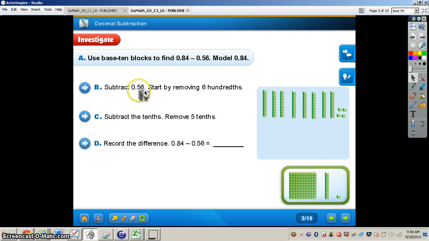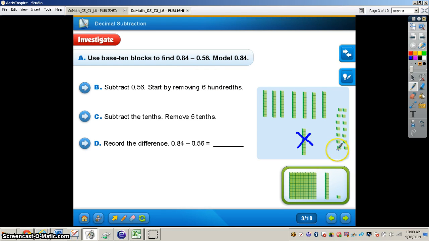The only thing we need to have out is the first number in our subtraction problem, 84 hundredths. Now we're going to subtract 56 hundredths from this, so we're going to start removing 6 hundredths. We have only 4 total hundredths, so we're going to have to regroup, and we need to make this tenth into 10 hundredths. Since I regrouped and made this tenth into 10 hundredths, I'm going to simply cross this tenth out.